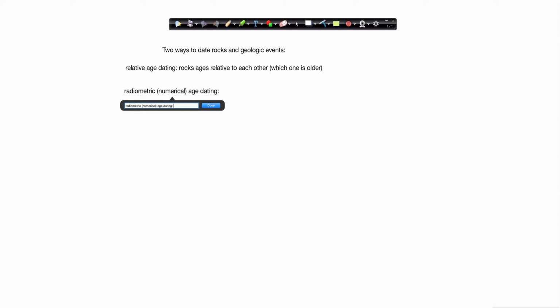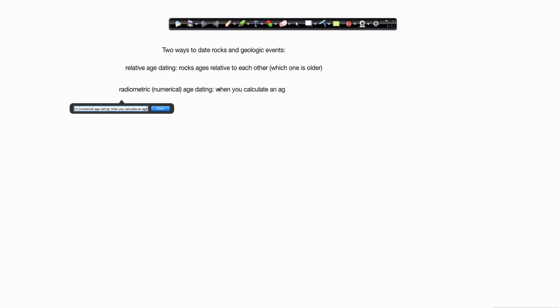This is when you calculate a number or calculate an age. So you'll actually get a number. And it's using radiometric isotopes.